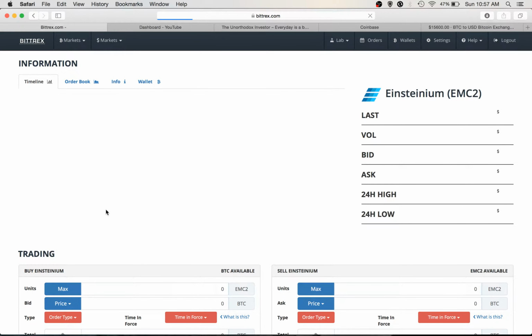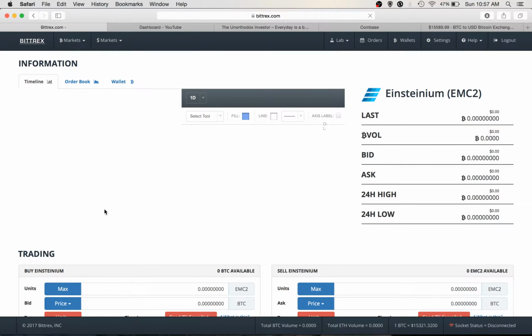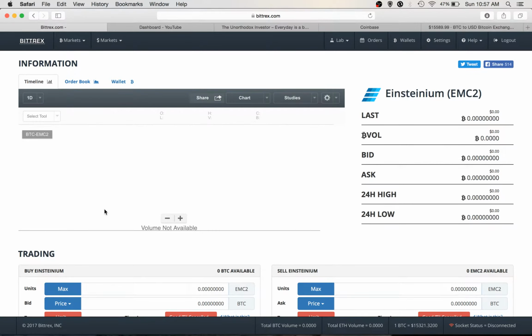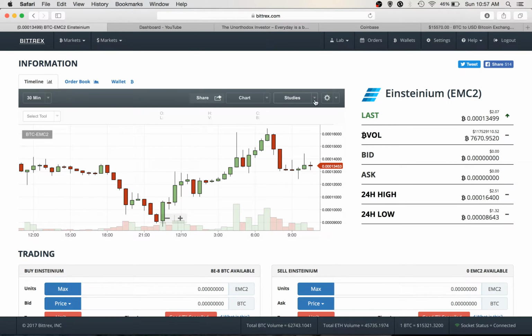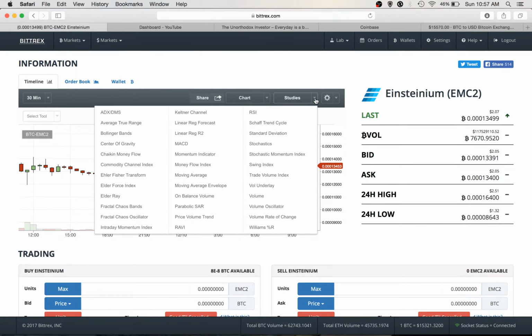Einsteinium has high volume today, so we'll check it out, see what's going on. On your Bittrex screen up here in Studies is where all your overlays and technical indicators are. And if this internet connection will load, we can show you how they work. So in Studies, you open it, you will get this menu of technical indicators.